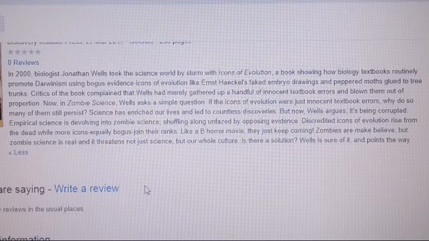Science has enriched our lives and led to countless discoveries, but now, Wells argues, it's being corrupted. Empirical science is devolving into zombie science, shuffling along unfazed by opposing evidence. Discredited icons of evolution rise from the dead while more icons equally bogus join their ranks. Like a B horror movie, they just keep coming. Zombies are make-believe, but zombie science is real and it threatens not just science but our whole culture. Is there a solution? Wells is sure of it and points the way.